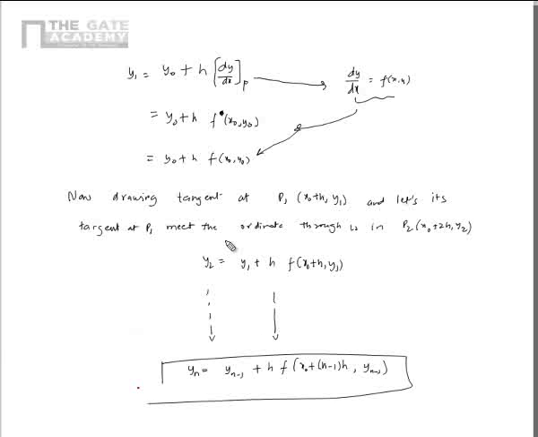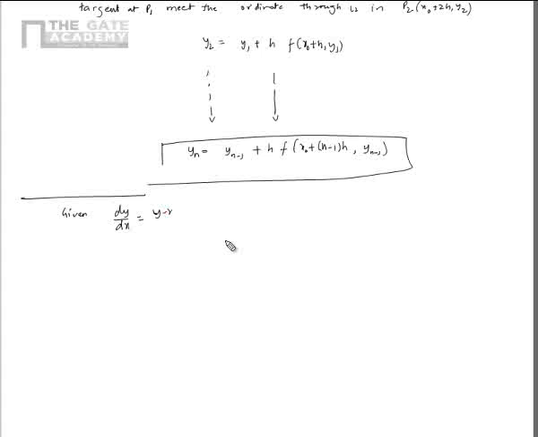Let's solve some problem in order to describe this method well. Given dy by dx as (y minus x) by (y plus x) with initial condition y of 0 equal to 1, that is, at x equal to 0, y is 1. Now we need to find y for x equal to 0.1, so find y at x equal to 0.1 by the Euler method.